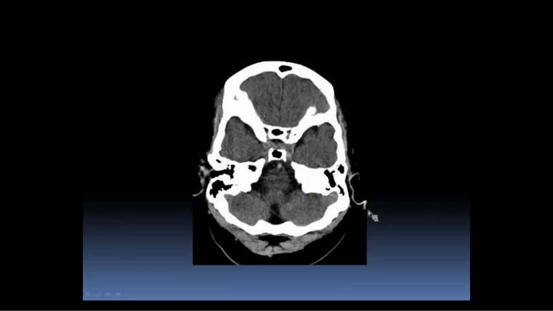And so you can also have that. We usually talk about it as a dense MCA sign, but you can also have it in other vessels for sure. And you can even have it distal to the M1 segment. Sometimes we see a dense M2 vessel, and that can be a very useful sign.